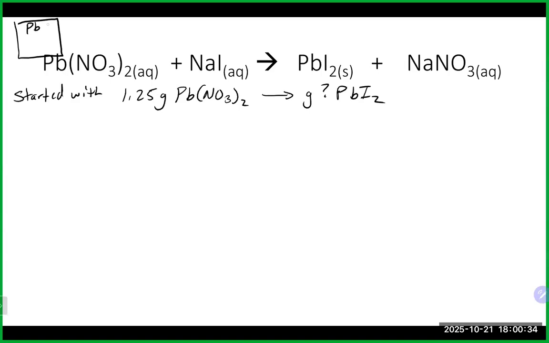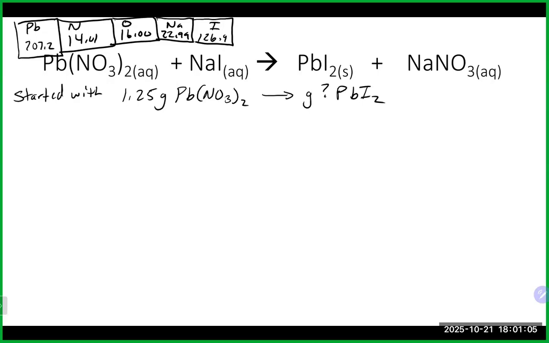We've got Pb, which is 207.2. We have our nitrogen 14.01, our oxygen 16, and sodium 22.99, and lastly our I, here we might need 126.9. All right, so take a few moments and calculate how many grams.